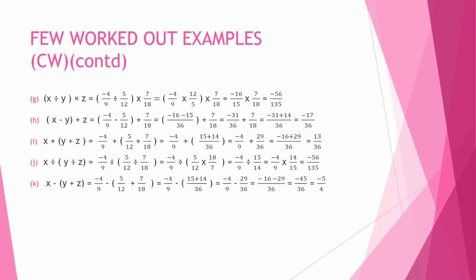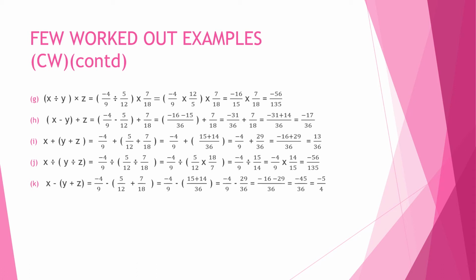Part J is x divided by y divided by z within brackets. So this y divided by z portion has to be done first, and we got our figure as 15 by 14. So minus 4 by 9 divided by 15 by 14, and the final answer is minus 56 by 135.